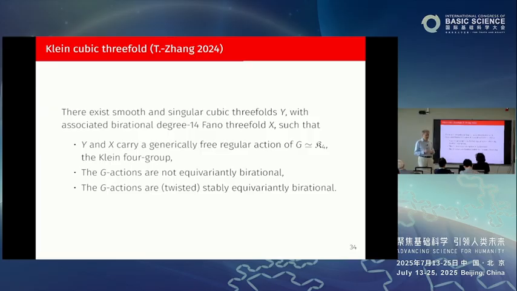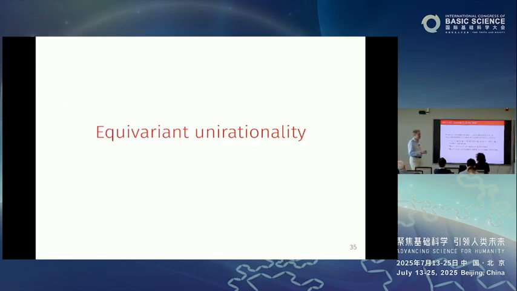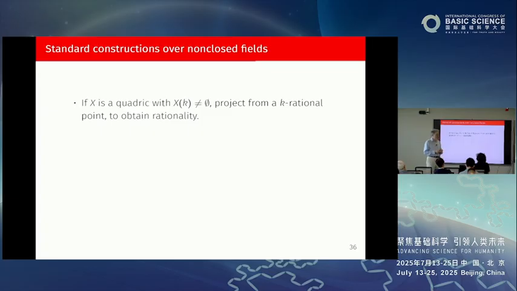There are new invariants introduced by Andrew Kresch and myself, equivariant Burnside groups, that allow us to capture the non-equivariance. And then, of course, you need this vector bundle construction to produce these twisted stable rationalities in this case. Something very concrete here. Now, equivariant unirationality.